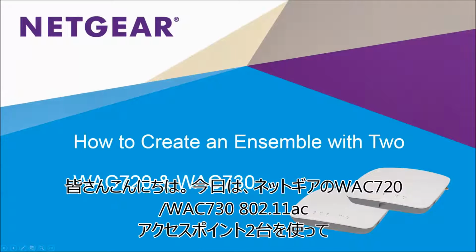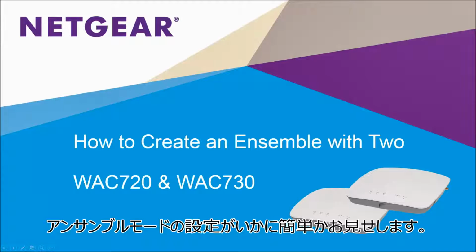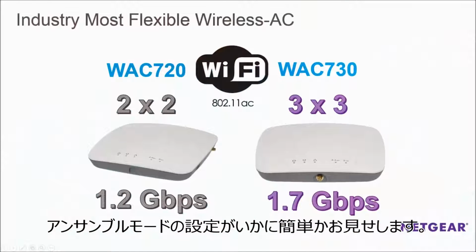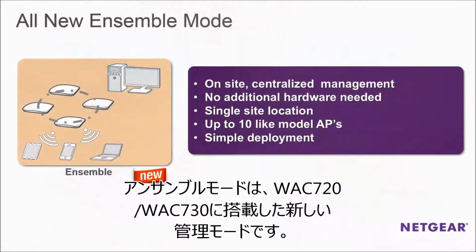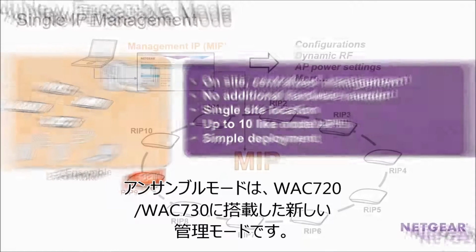Hi everybody, today we're going to demonstrate how easy it is to create an ensemble between two Netgear ProSafe WAC720 wireless access points. I want to also point out that all the steps in this video will also apply to WAC730 APs as well.